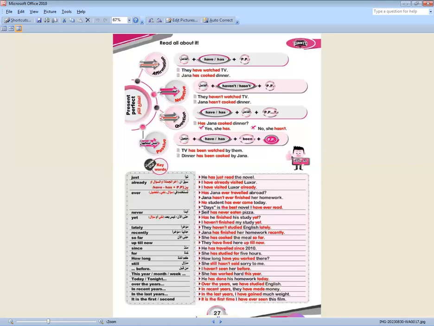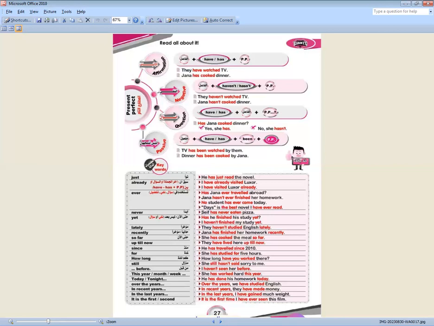You can use this year, this month, or this week. She has worked hard this year. Today, tonight. He has done his homework today. Over the years, we have studied English. In recent years, they have made money. In the last years, I have gained much weight. It is the first time, or it is the second time. It is the first time I have ever seen this film.